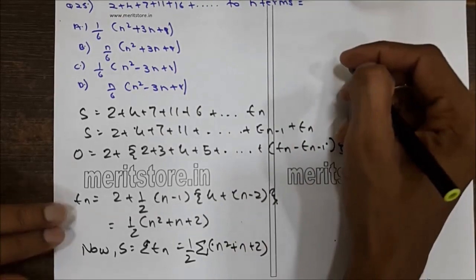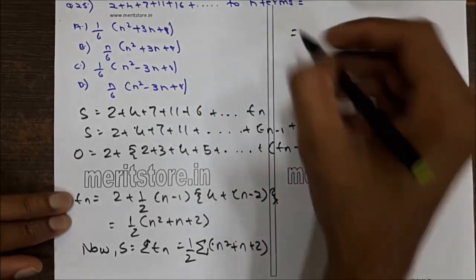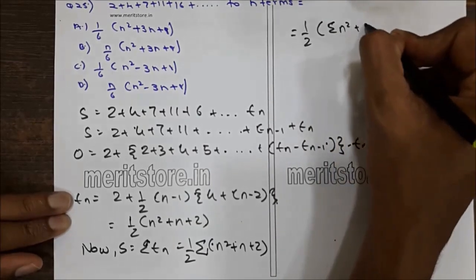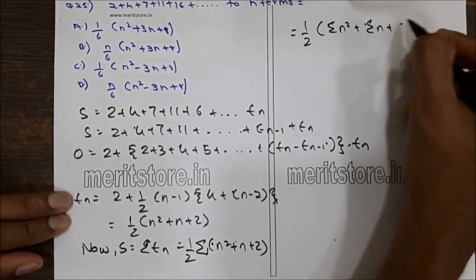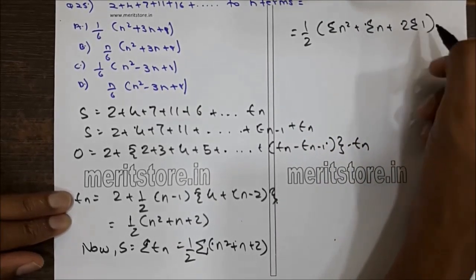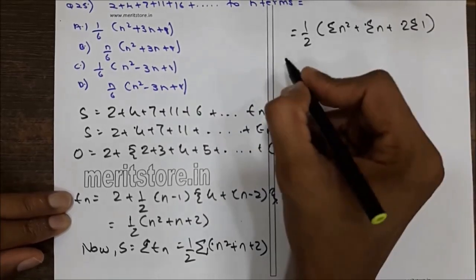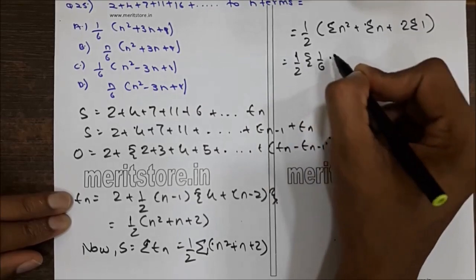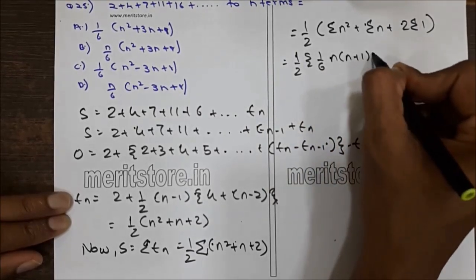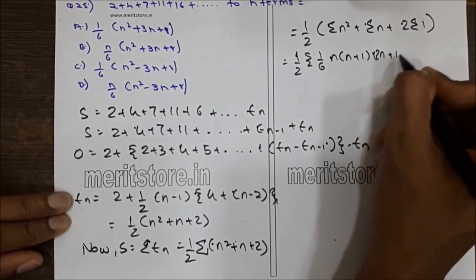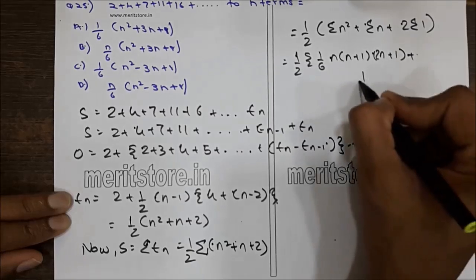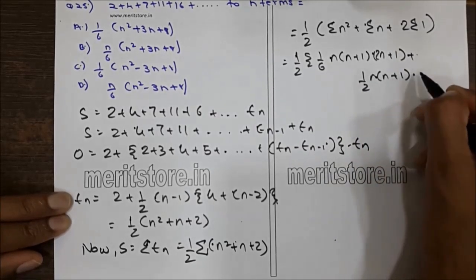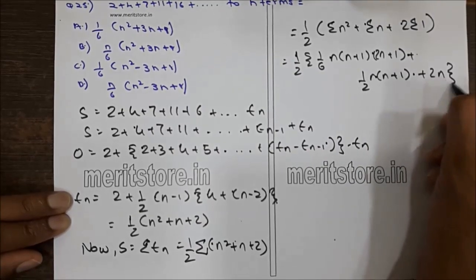For solving this we take the summation inside the bracket, we get half of (summation of n square plus summation of n plus 2 times summation of 1). So we can solve this as half of (1 by 6 n(n plus 1)(2n plus 1) plus half n(n plus 1) plus 2n).